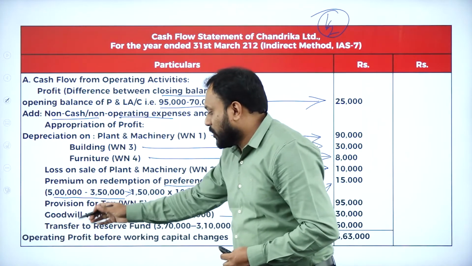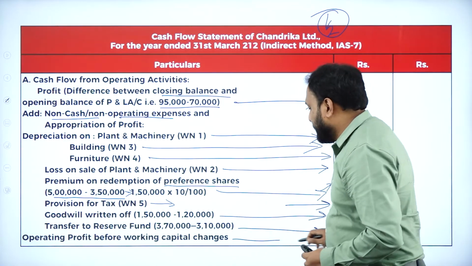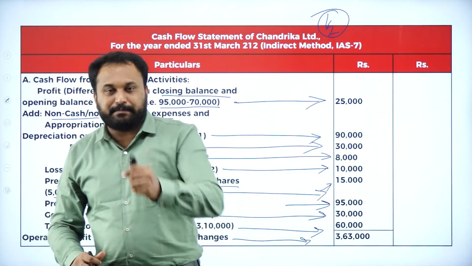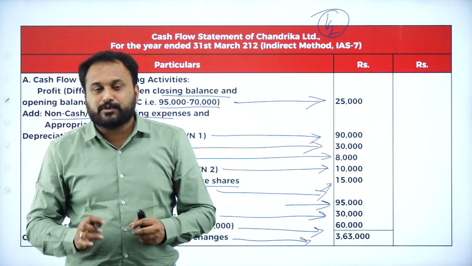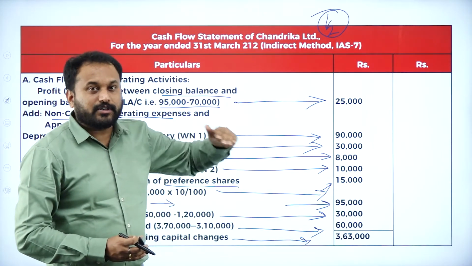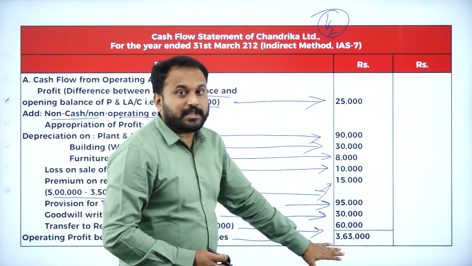Total when you go for it, operating profit before working capital changes is how much? 3,63,000. One by one, step by step, easily you do it. You write the format properly, and then what you should do is only the working note, what you have done, you are just writing the same thing, right?